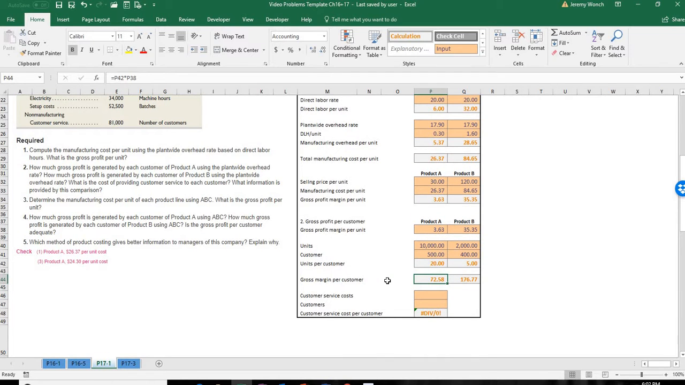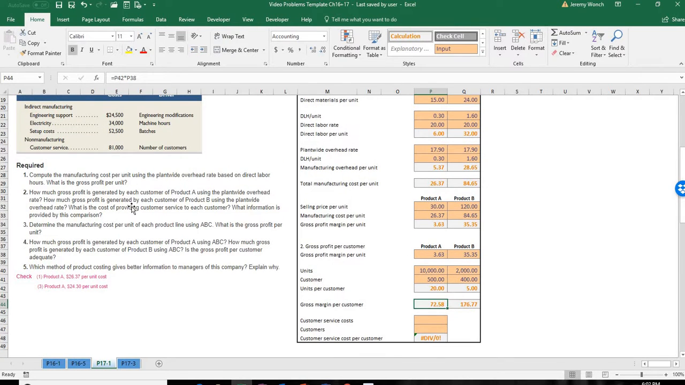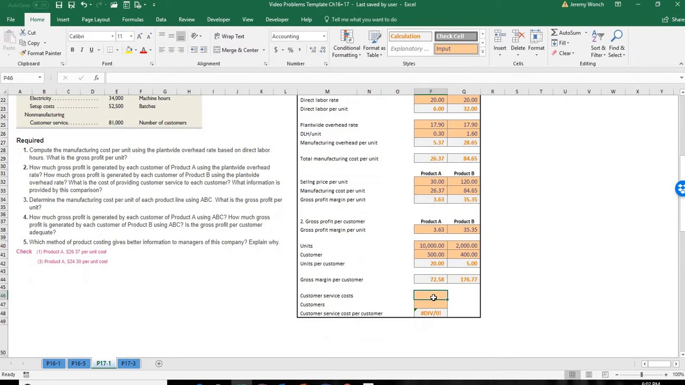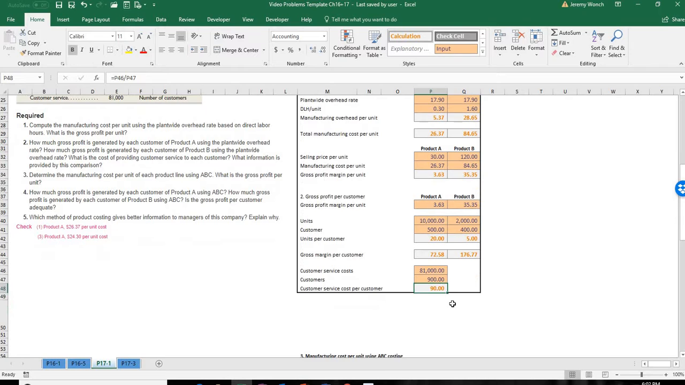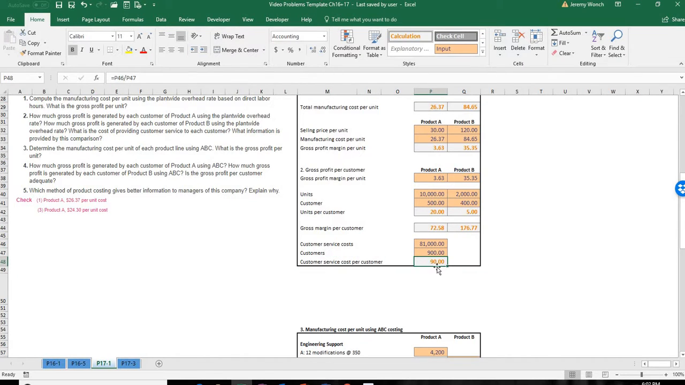And so then we want to factor in the customer service costs. Customer service costs are not part of our cost of goods sold. That's part of selling cost, so that's going to be outside of our gross margin. It tells us that customer service costs are $81,000, and our total customers is going to be the sum of both products, so 900. And so the customer service cost per customer is $90 per customer.